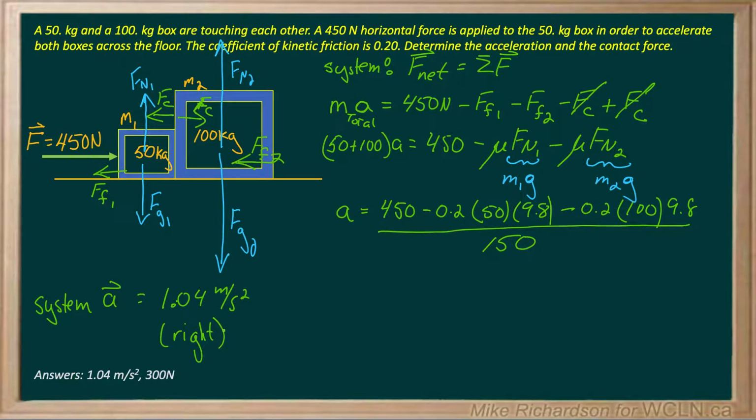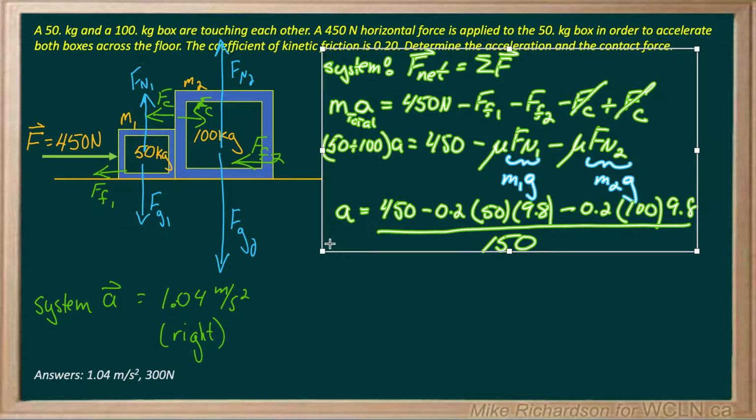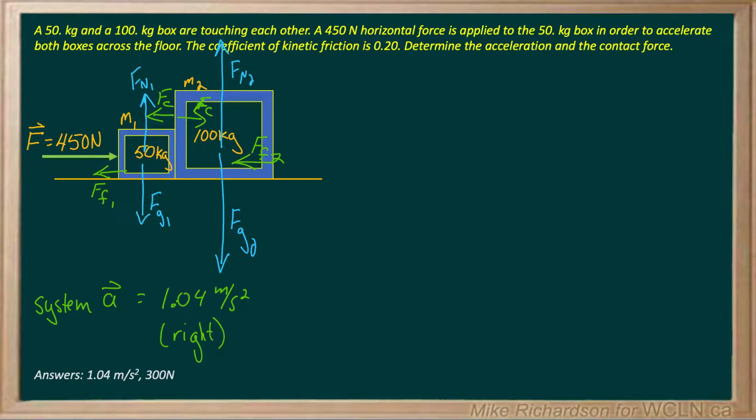Now, we want to figure out these contact forces. That was the second part of this question. Notice they cancel off when you look at the entire system because of the third law. They're equal and opposite. So we can't look at the entire system when we're trying to find these contact forces. We want to isolate either the front mass or the back mass and repeat the process. So let's do that. Let me erase the work that I've got there. And let's look at just the 50 kilogram mass. So mass M1.